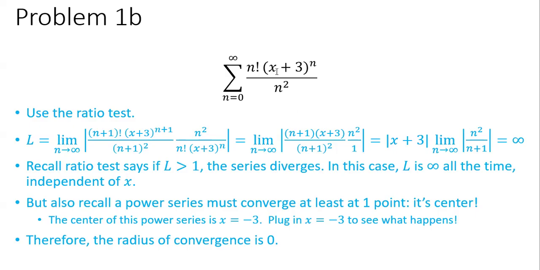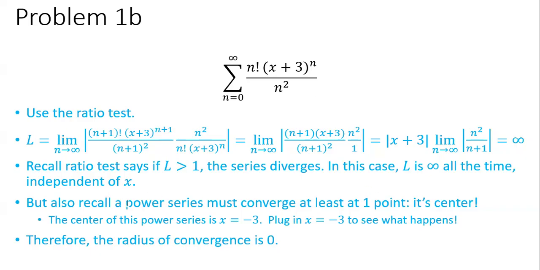What happens when x is -3? It'll be 0 to the n power, which is just 0, right? 0 times who cares is 0. So we're actually summing up an infinite amount of zeros. So wouldn't you agree that the power series converges at x is -3? Right? So what's going on? We got to remember the definition of a power series. It must converge at its center. The center of this power series is x equals -3.